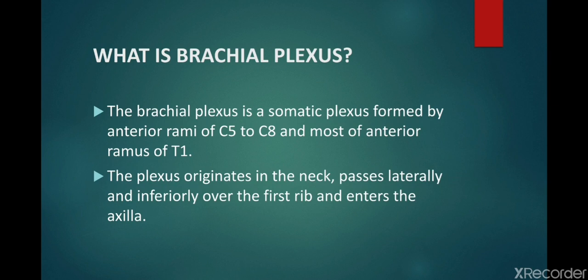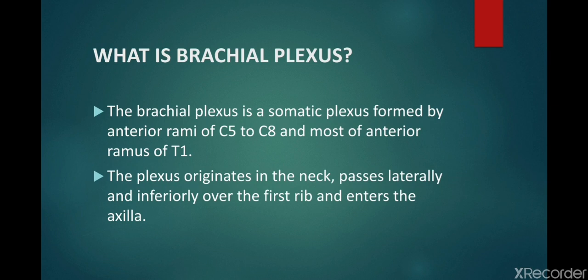Now, most of the times, most students have no idea of where the brachial plexus originates. Brachial plexus originates in the neck and it passes laterally and inferiorly over the first rib and then enters the axilla. The course of brachial plexus has to be known because it's very important when we have to learn the injuries regarding it, the branches it gives, the supply, where all it supplies. So the course is kind of important.